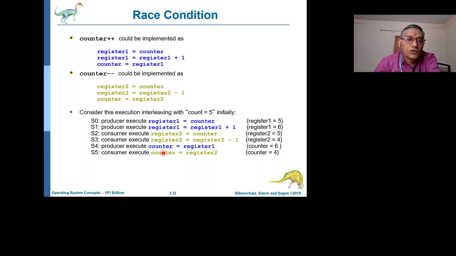Now the producer executes counter = register1, and the counter becomes 6. Then the consumer executes counter = register2, and the counter is equal to 4.